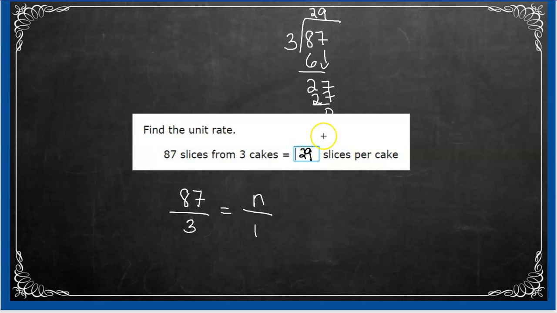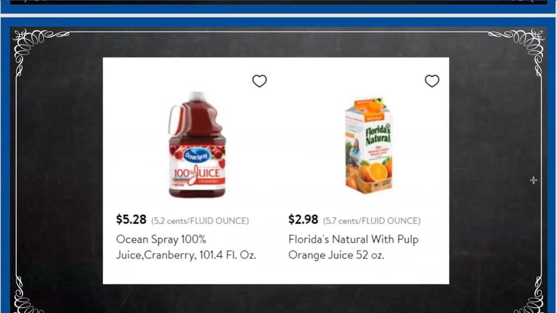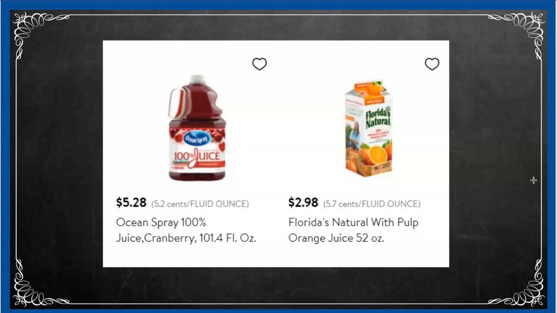Just a couple illustrations of what unit rate might look like. I wanted to show you this. This is actually a snippet from a grocery store, online ordering from a grocery store. And what I wanted to show you is that we have 2 different types of juice here. We have cranberry juice and we have orange juice here. And at first glance, it actually looks like the orange juice is a better deal, because if you look at it, you see that the orange juice costs $2.98 and this cranberry juice costs $5.28. So it looks like the orange juice is a better deal.